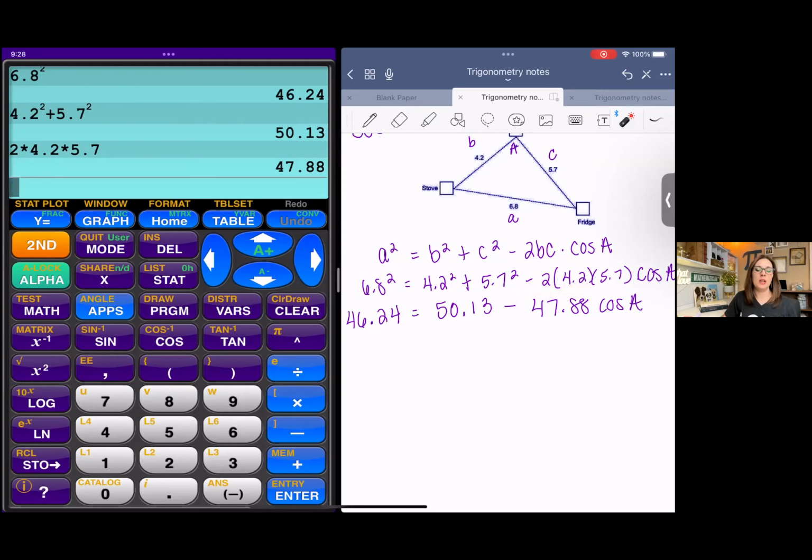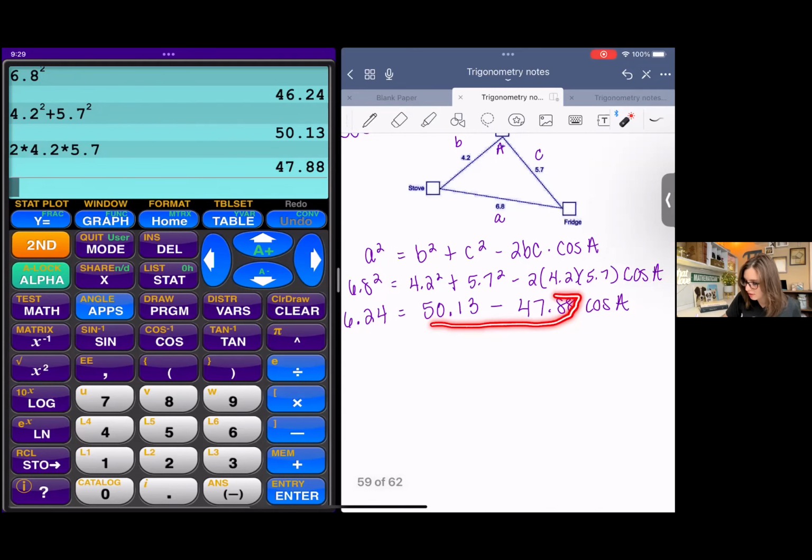So basically what's happening is PEMDAS says parentheses first, but I don't have parentheses. So exponents are next, then multiplication, then addition, subtraction. So what I'm trying to point out here is I cannot subtract these. You're going to be tempted to subtract those first, but you can't subtract them because 47.88 is attached to cosine A by multiplication. They're married by multiplication. So I cannot subtract these as my next step.